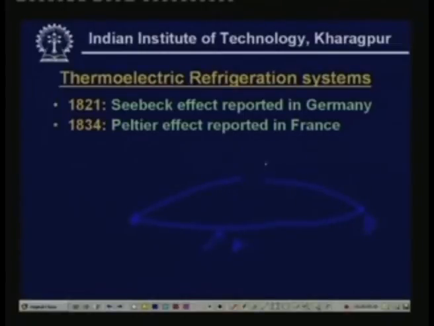Now let us say that you are passing electrical current through this. You connect it to a battery and allow current to flow through this. When current flows through this, that means when electrons flow through this, you find that one junction becomes cold and the other junction becomes hot. That means by joining two dissimilar metals and allowing current to flow through this, you can produce refrigeration at one end and you can reject heat at the other end. So this becomes, let us say, the hot end, and this becomes your cold end. So you get the refrigeration effect at this point. This is the principle behind the Peltier effect.